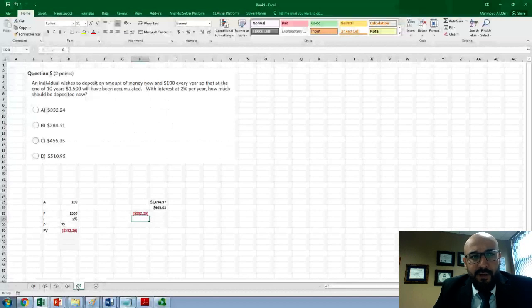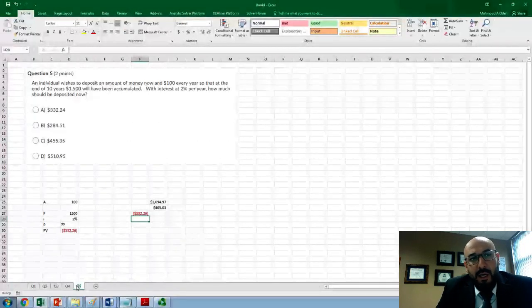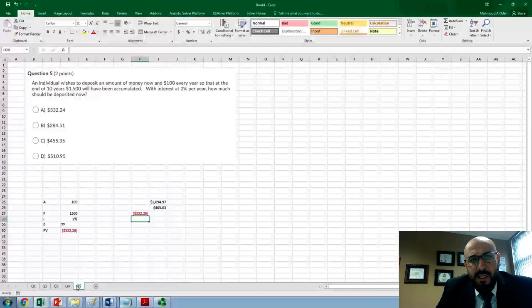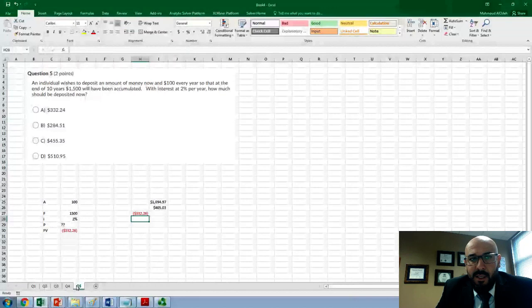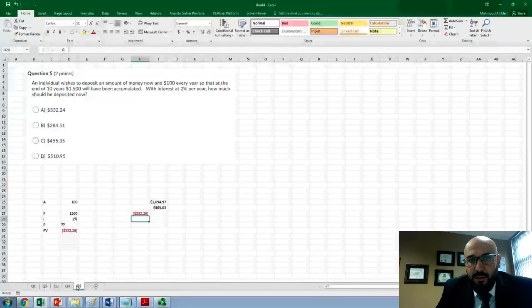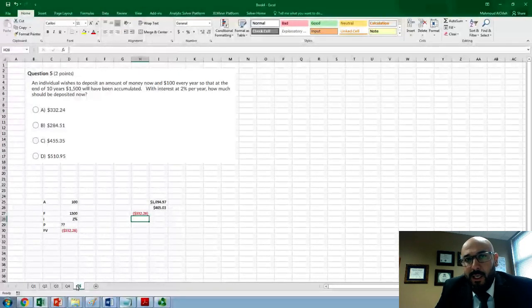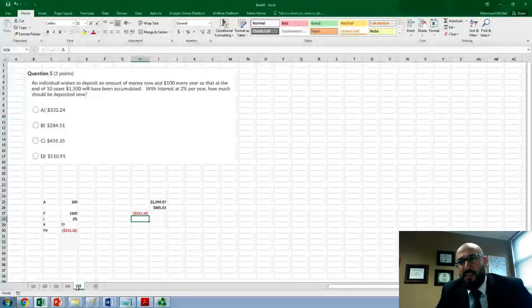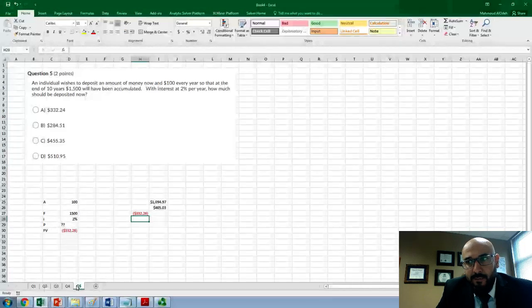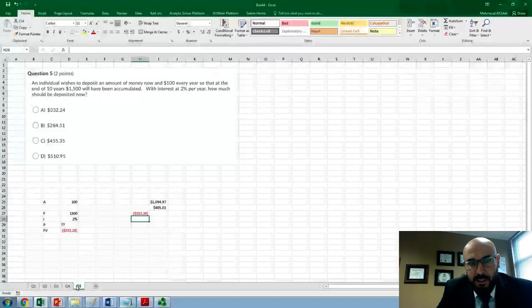Question number 5. It will be about an individual who is to deposit an amount of money now and $100 every year, so that at the end of 10 years $1,500 will have been accumulated. With interest at 2% per year, how much should be deposited now? There are 2 ways for calculating this question, and it is also a challenging question. I want you to challenge yourself and try to calculate and find what the answer would be.